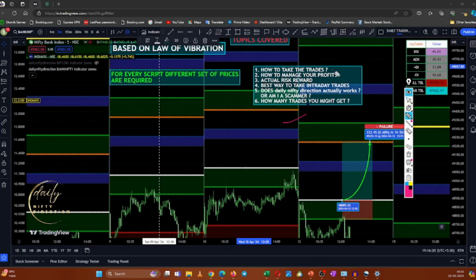How to take the trades has been explained, that there are 2 types of trade, breakout and reversal. How to manage your profits, you have understood that you will manage it by taking multiple profits. What is the actual risk reward? This also has been explained. Now shifting to the best way to take intraday trades. Now how will you actually trade the market? What is the psychology behind taking your entry?